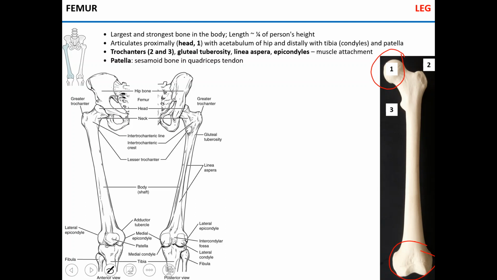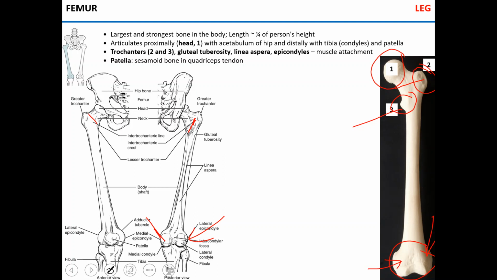Muscle attachment can be seen at the trochanters. The trochanters can be found only in the femoral bone: greater and lesser trochanter. The intertrochanteric line and intertrochanteric crest all represent other sites for muscle attachment. The lateral and medial epicondyles also represent sites for muscle attachment.